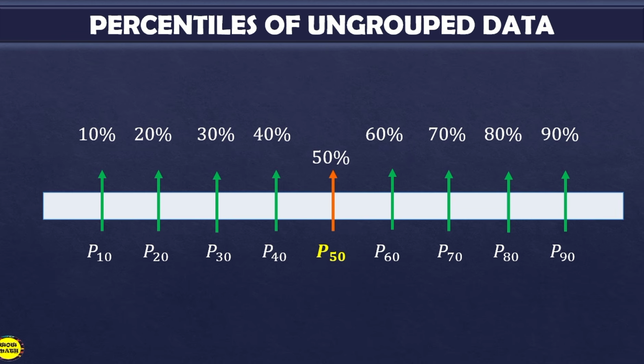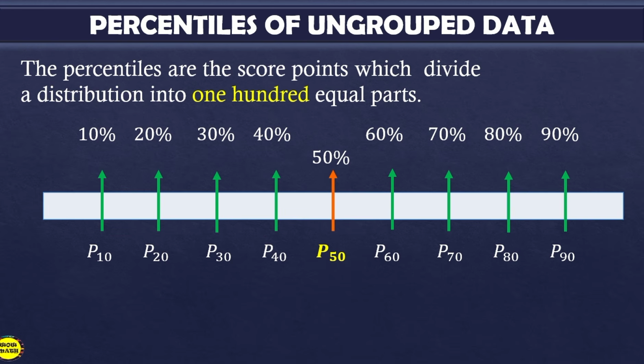So, another measure of position is percentiles. So, paano natin kukunin yung percentiles? Again, percentiles are the score points which divide a distribution into 100 equal parts. Ibig sabihin, yung 50% nung distribution natin, that is equal to 50th percentile.